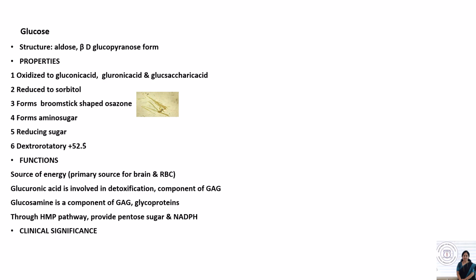Coming to the clinical significance of glucose. When a large amount of glucose is present in circulation, this condition is known as hyperglycemia, and it can predispose to the development of type 2 diabetes mellitus, because glucose is under the hormonal regulation of insulin and glucagon. When there is decreased insulin, glucose is not taken up by the cells, especially by the muscle cells and the adipose tissue. So it accumulates in the blood, predisposing the patient to type 2 diabetes mellitus. When it exceeds 180 milligram per deciliter, it gets excreted in urine, and this condition is known as glycosuria.